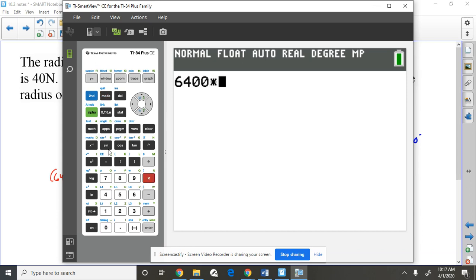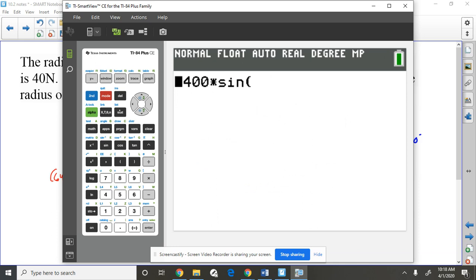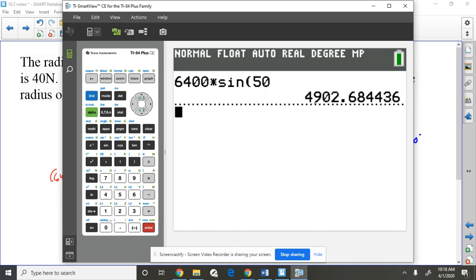6,400 times sine. Actually, let me check and make sure I'm in degree mode. 6,400 times sine of 50 is around 4,902.68. So we'll go to the nearest kilometer since all these numbers are rounded. Around 4,903.